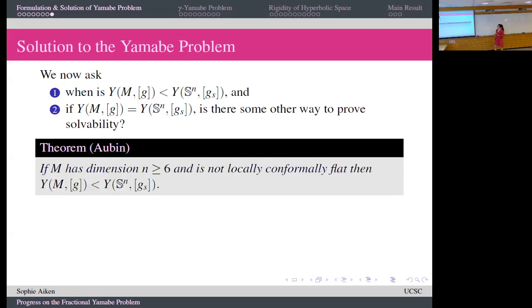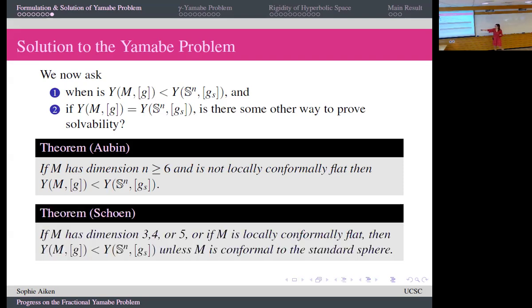So Aubin started to answer the first question by saying that if M has dimension 6 or greater, and it's not locally conformally flat, then we get this criterion of strict inequality. And Schoen rounded it out by saying, okay, in these other dimensions, 3, 4, or 5, or if M is locally conformally flat, then we still have the strict inequality. The only time when you don't have that is if M is actually conformal to the standard sphere. But that's okay, because if we're conformal to the standard sphere, then you know that you have a conformal metric which admits constant scalar curvature. Okay. So that finishes out the solution to the classical Yamabe problem.